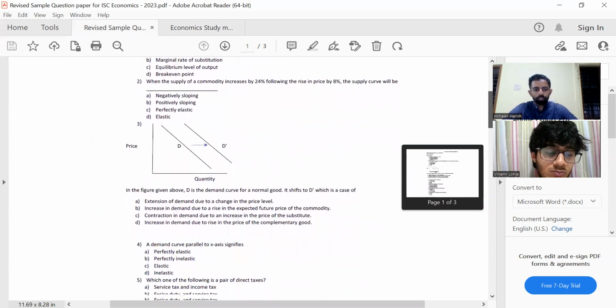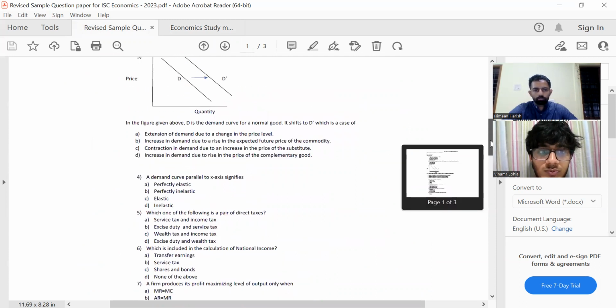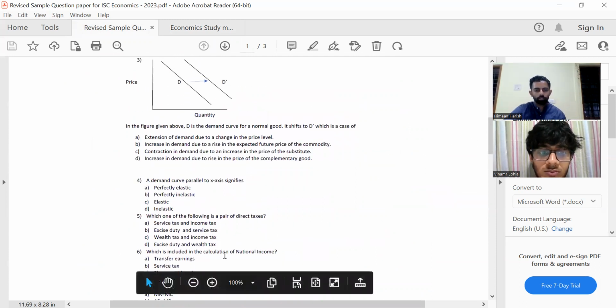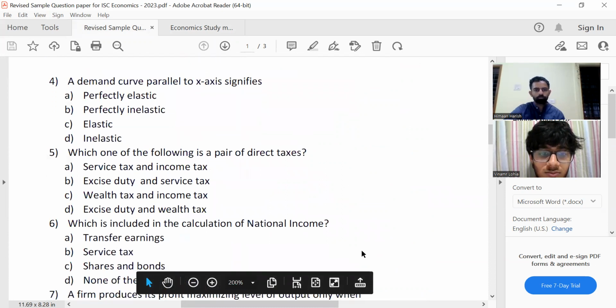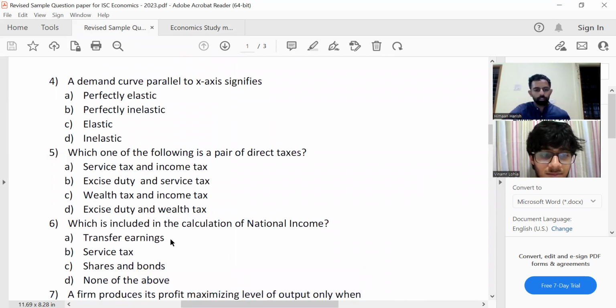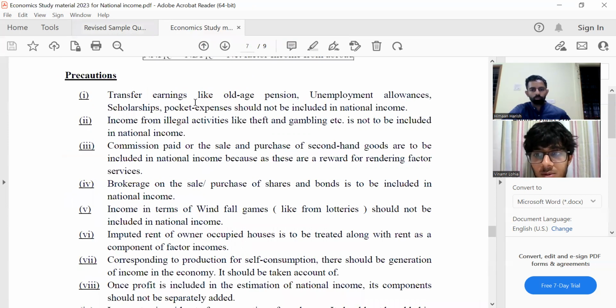In the MCQs, it is the 6th question: which is included in the calculation of national income. So the answer was transfer earnings, right? The explanation for that, I don't remember. We had gone for shares and bonds, I think. Okay, so yes, we had gone for shares and bonds. So that is the right answer.